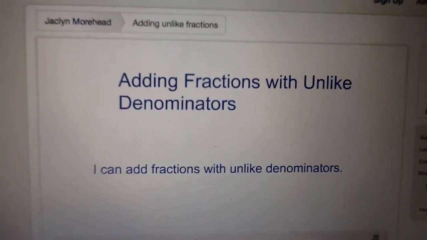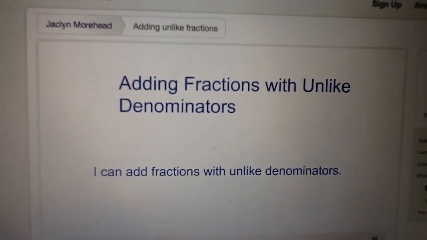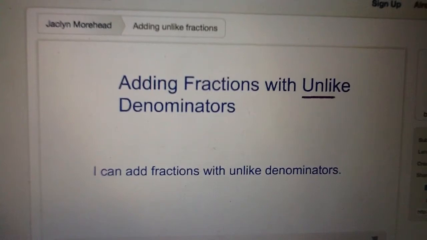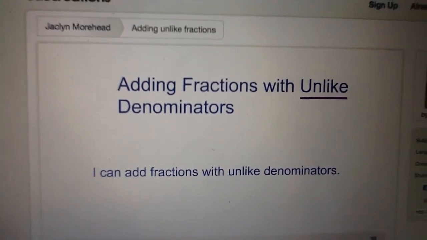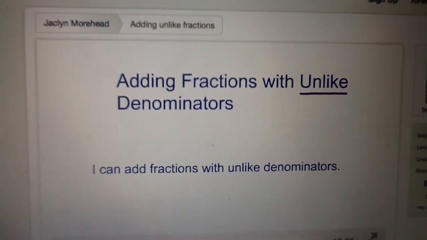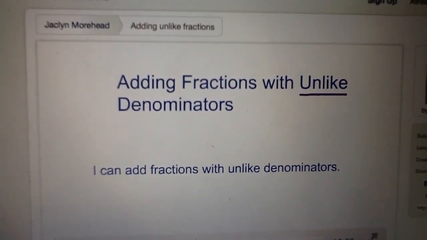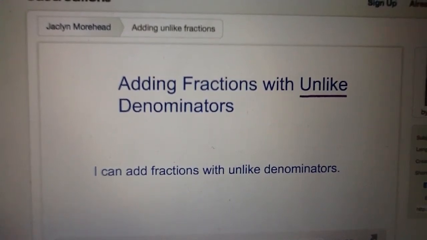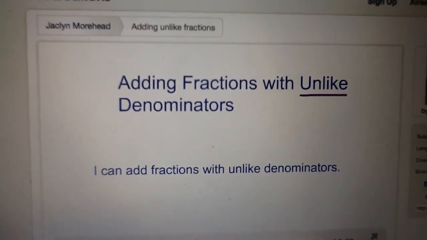Fractions with unlike denominators. So far we have done like denominators. This time we are doing unlike. So title your page in your math notebook, Adding Fractions with Unlike Denominators, and write down your I can statement, which is I can add fractions with unlike denominators. Go ahead and pause the video while you write that down.